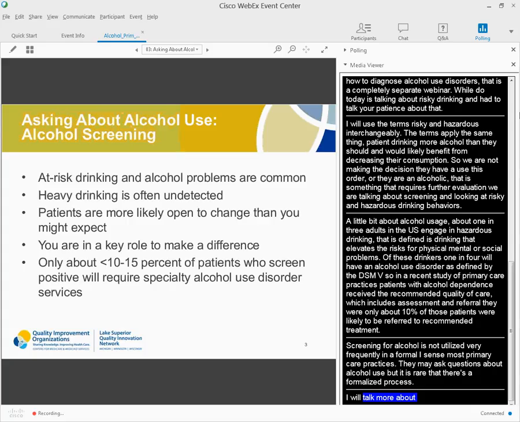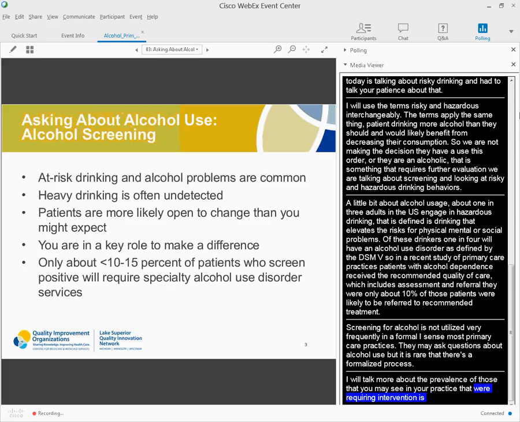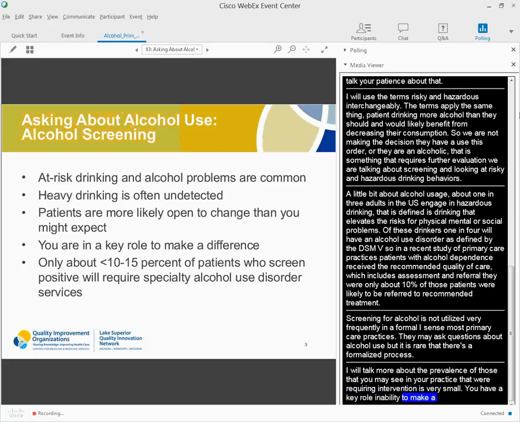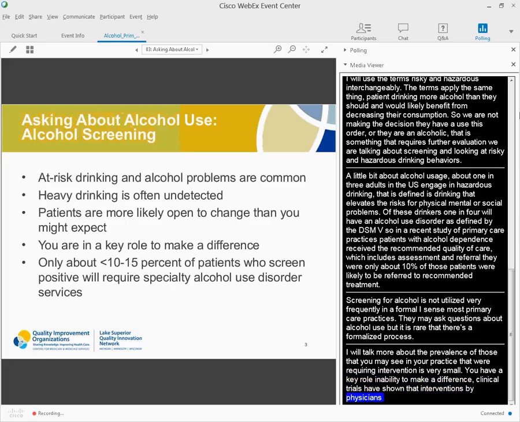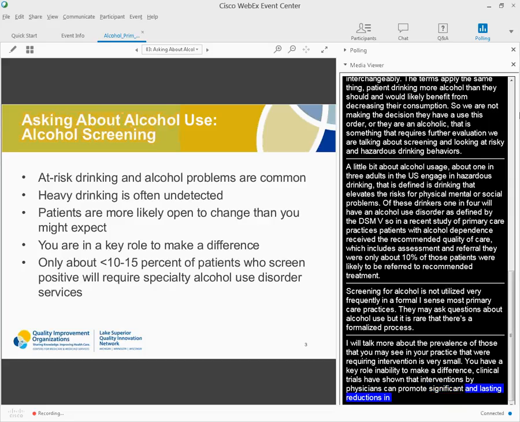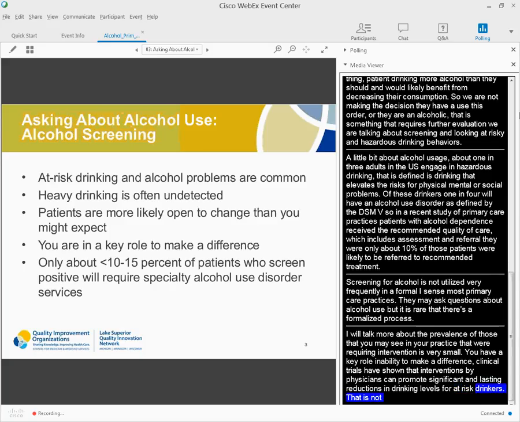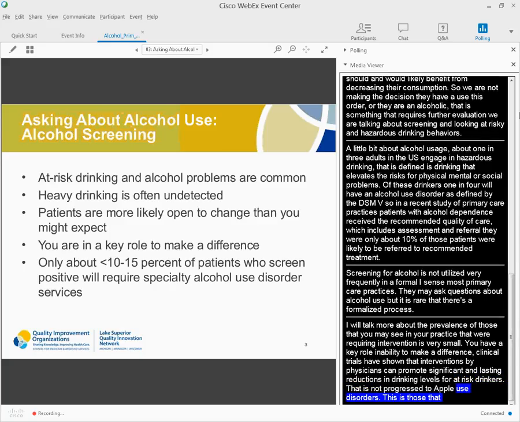So you have a key role and ability to make a difference. Clinical trials have shown that brief interventions by primary care physicians can promote significant and lasting reductions in drinking levels for at-risk drinkers that have not progressed to alcohol use disorder. So this would be those that are just using alcohol in a risky or hazardous manner.